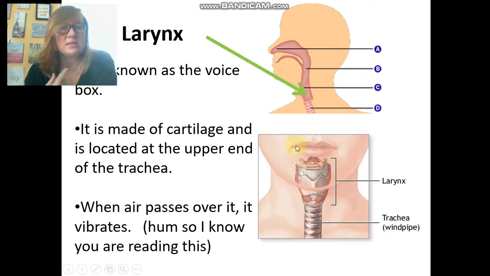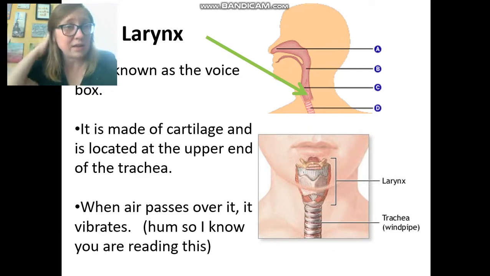Then you have your larynx. Sometimes people will call that the voice box. It contains these cords that vibrate, that allow us to speak. It's made of cartilage, and it's at the very top of the trachea. When air passes over it, it vibrates. If you hum, you can put your hand here, and if you're talking you can feel this vibrating. That's your larynx. It vibrates when air passes through it. Humans are really cool because we can vibrate it in a certain way, and it's speech.